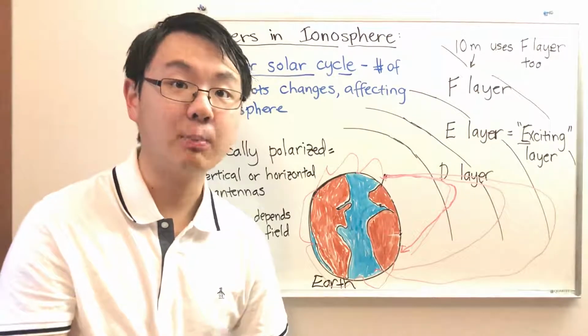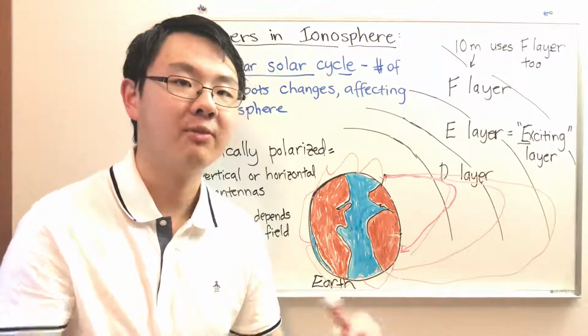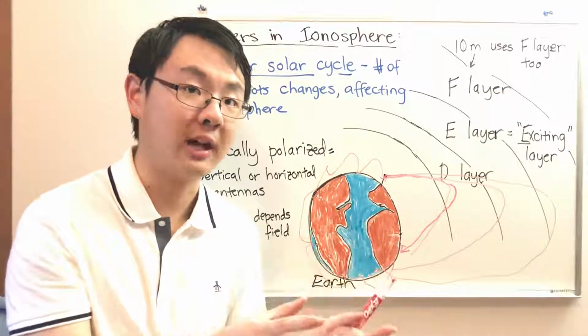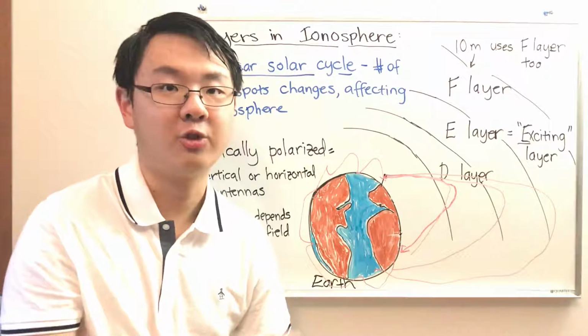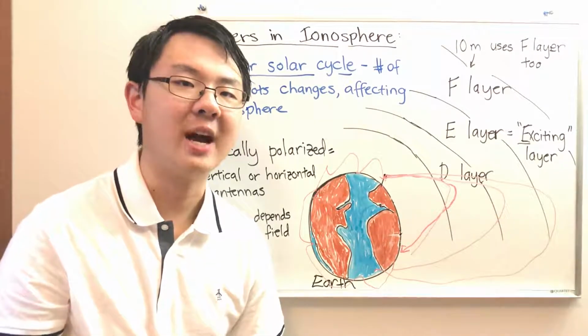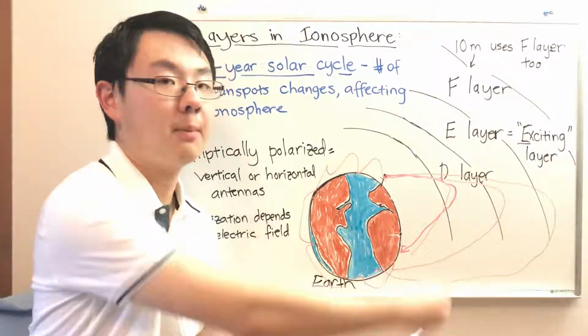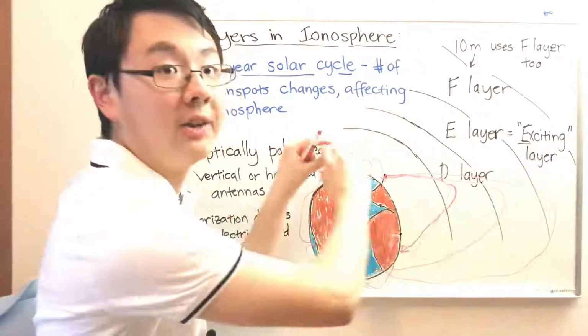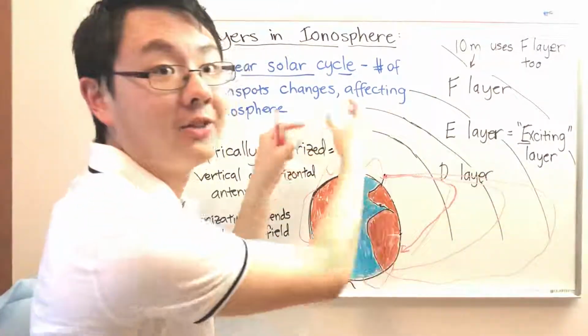So elliptically polarized, when the test says elliptically polarized, that's basically a fancy way of saying circularly polarized. Okay, well, what does that mean? So elliptically or circularly polarized signals, basically all you need to know is that they can be received by either vertical or horizontal antennas, meaning either antennas that go straight up this way or that go lengthwise this way.